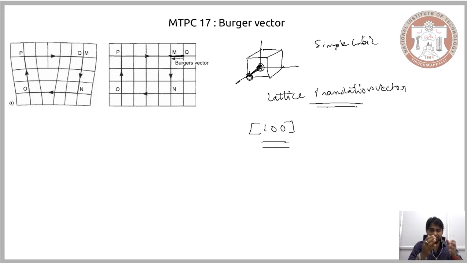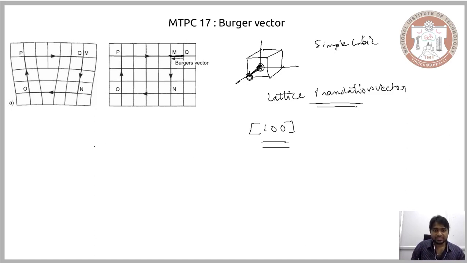So in case of a simple cubic crystal structure, when you have a Burgers vector that is a lattice translation vector, then it is represented in this manner just by considering its direction. And since along this direction the Burgers vector is equal to the interatomic spacing, we mention it as it is.